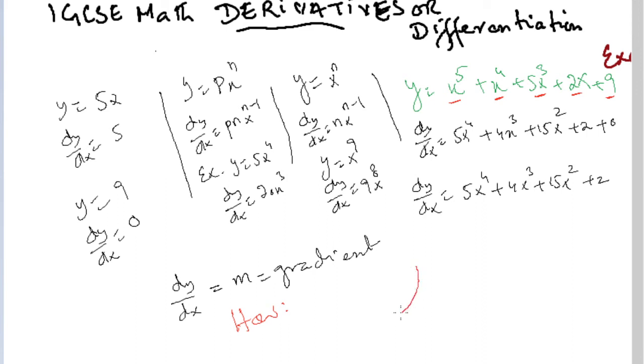If this is a curve, and there is a point here. At this point, there is a line tangent to this curve. A tangent is a line which is just touching the curve at one single point. So let's say this is our tangent line.